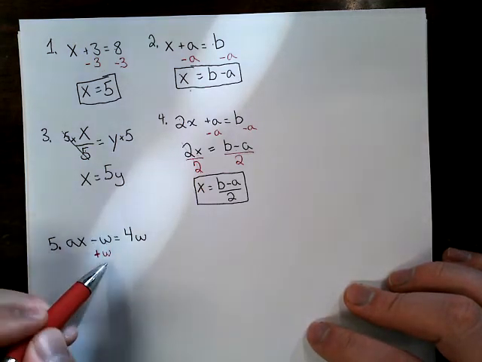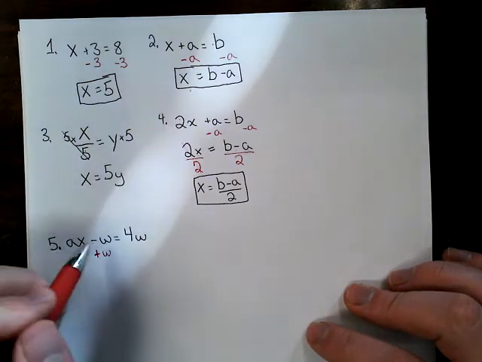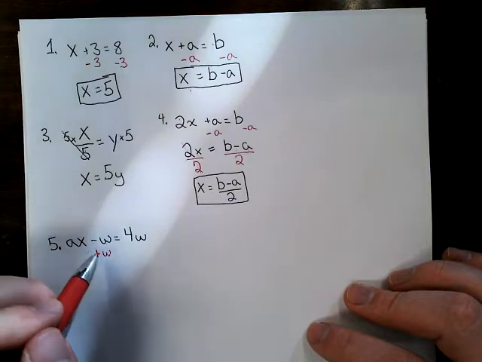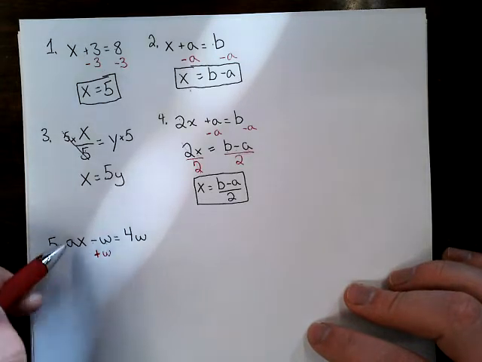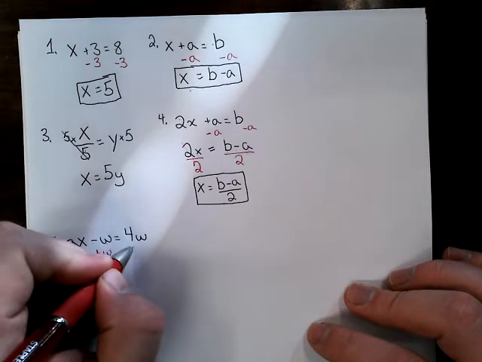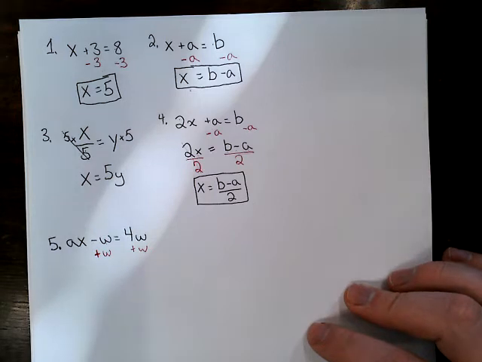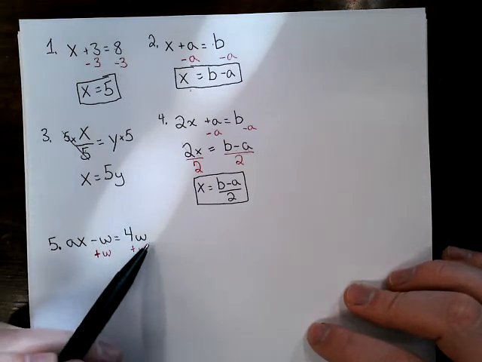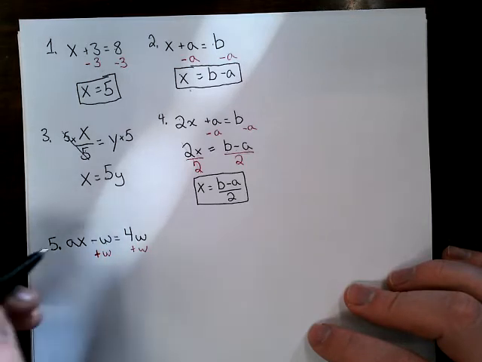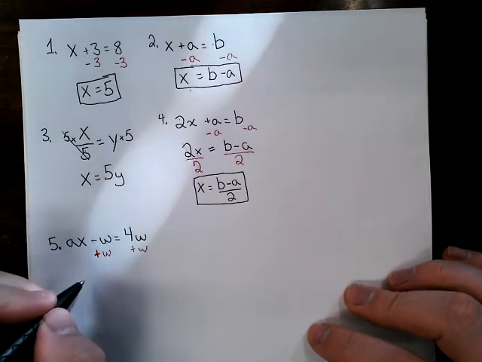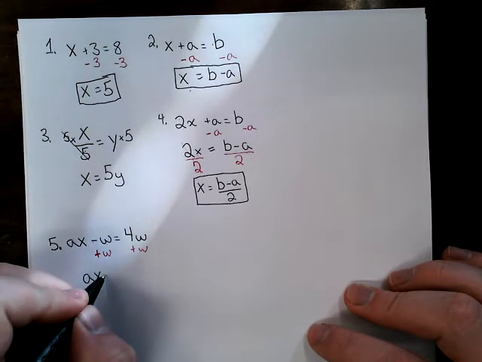If I add w to this side, I must do the same to the other side because we want to keep our equations equal. This side must always equal this side. And if I'm adding something to this side, I must add something to this side. So I'm going to add w to that side. Now here is a little different situation. Of course, our minus w plus w cancel out, giving us 0, leaving us with a times x over here.